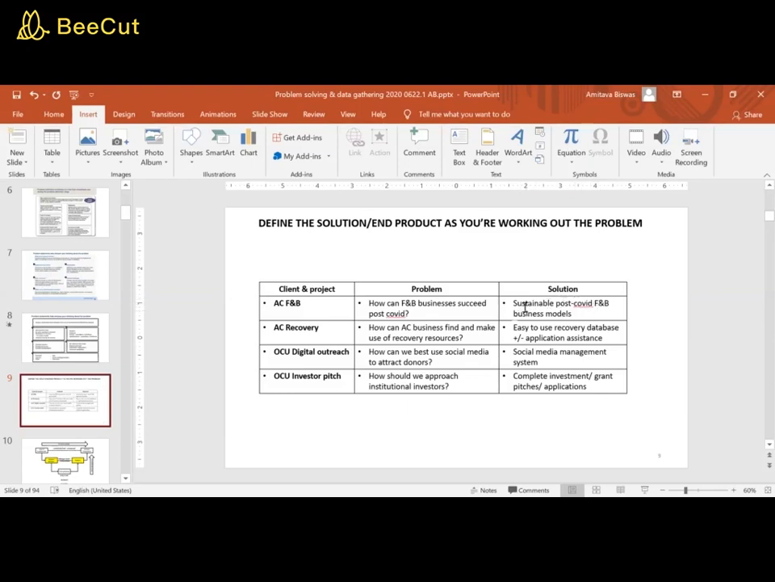So what is sustainable? What is post-COVID? And what's an F&B business model? The structure is right there in the question, right? In the solution, same here, right? We're talking about a recovery database. What needs to be in there? What does it mean to be easy to use, right? What might application assistance look like, right? So we got 3 things right in there.